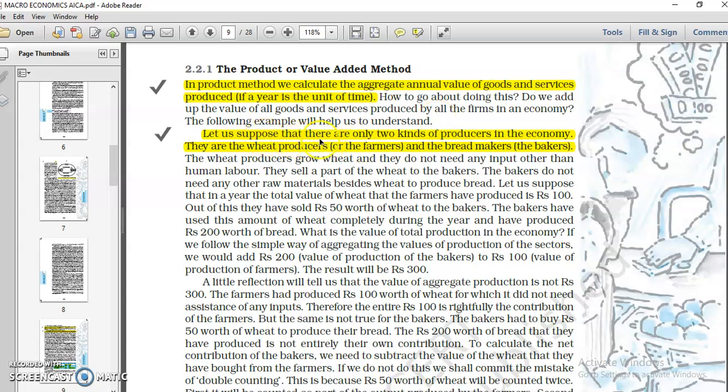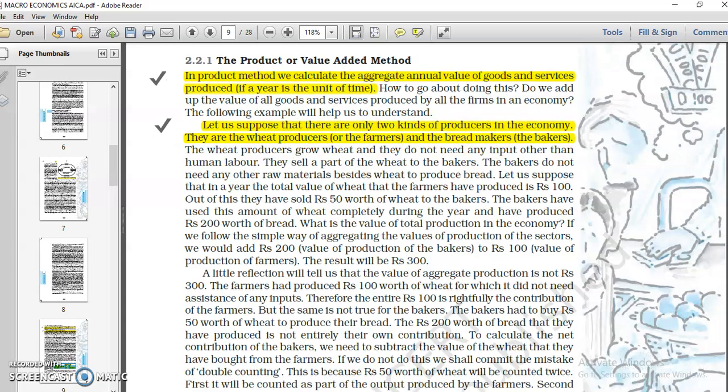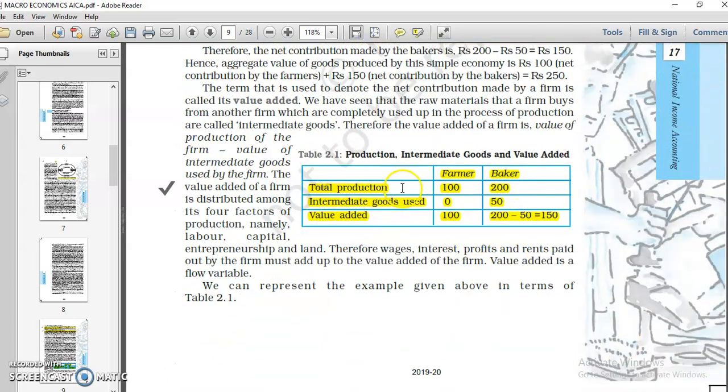To understand, let us suppose that there are only two kinds of producers in the economy. They are the wheat producer and the bread maker. So let's understand by this example. Total production made by the farmer is rupees 100. We assume in this economy's circular flow there are only two firms, farmer and baker. Farmer produces wheat of rupees 100. Out of this rupees 100, he sends goods of rupees 50 to the baker. So it means the intermediate goods for the baker to produce bread become rupees 50.